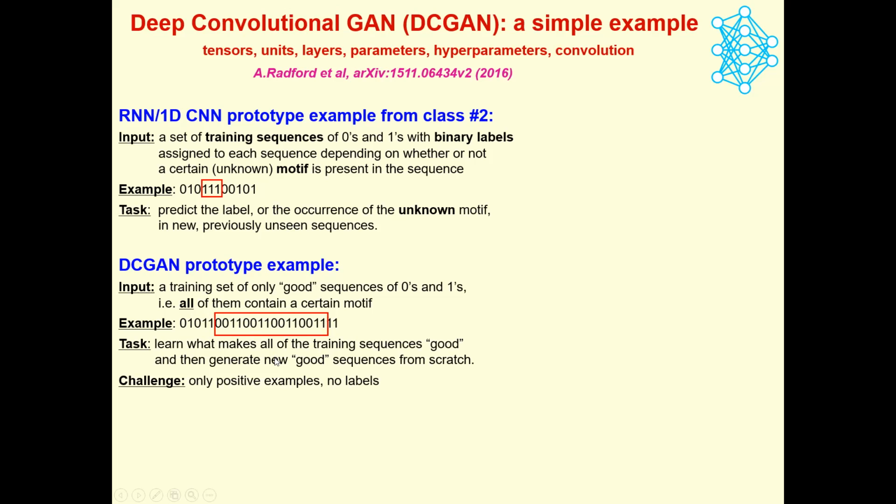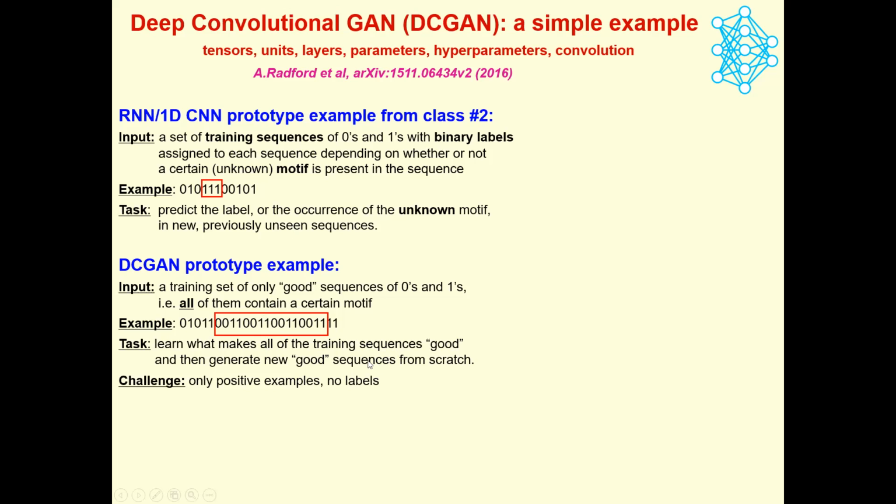All the examples are only positive. In other words, all of the sequences contain the motif. And also there are no labels. So this example is actually more challenging than the example of class number 2, because we are given less data. We are not given labels, and we are not given negative examples.